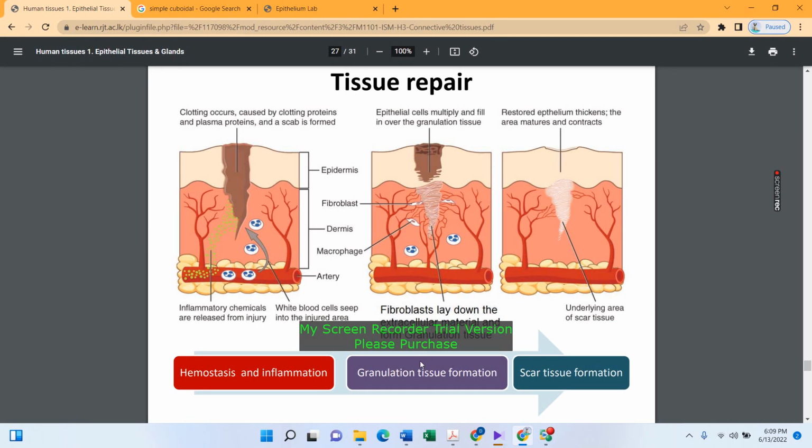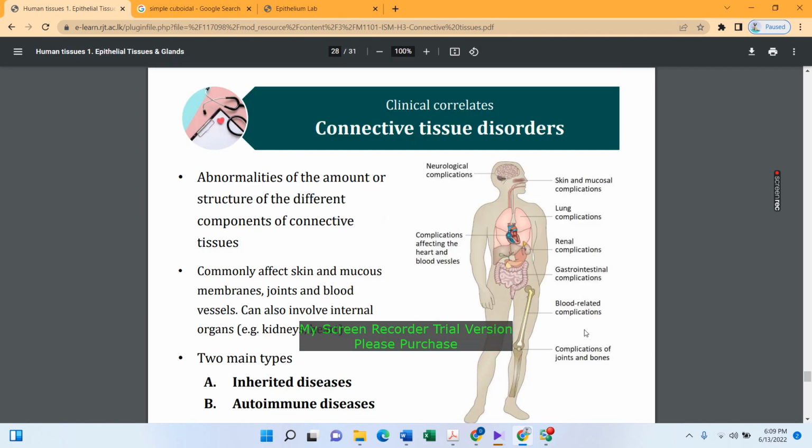The second step is called granulation tissue formation. Fibroblasts lay down the extracellular material and form granulation tissue, and then epithelial cells multiply and fill in over the granulation tissue. Then the third one is scar tissue formation: the restored epithelium thickens, the area matures and contracts, over the underlying area of scar tissue.